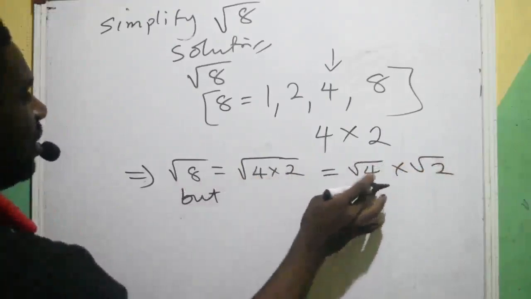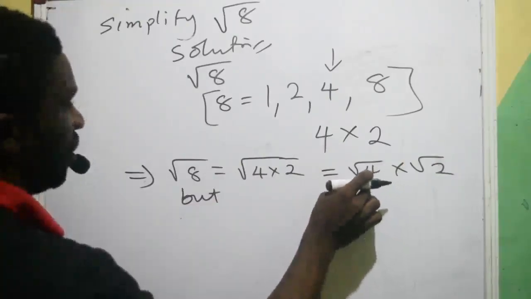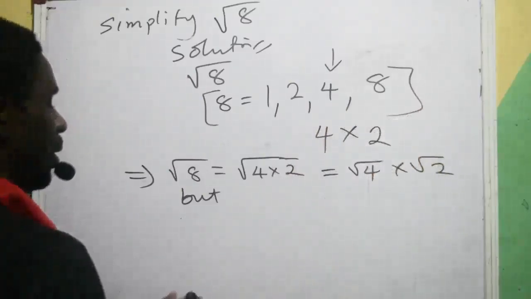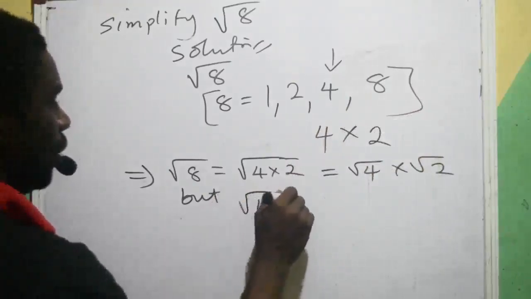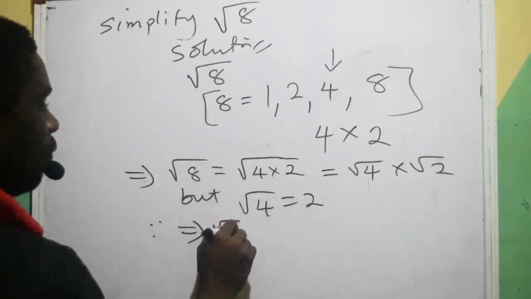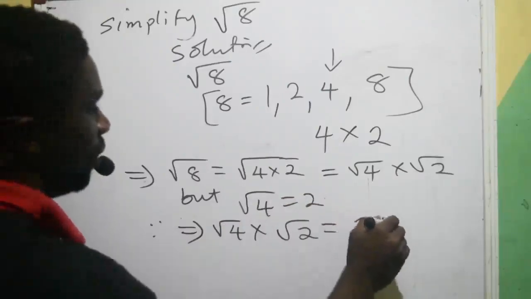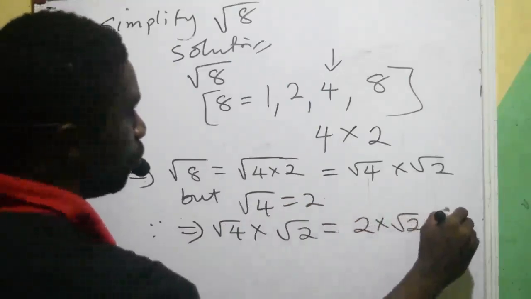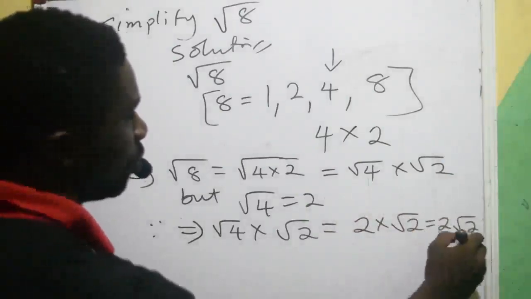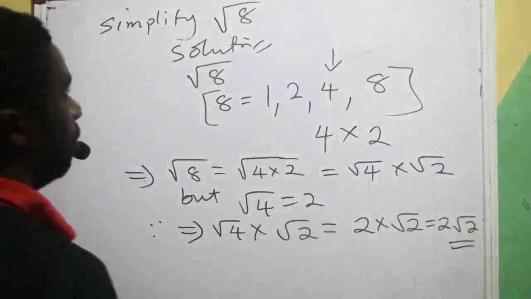So you check this guy, 4 is a perfect square. 4 is said to be a perfect square because when we take the square root of this 4, the answer must be an integer or a whole number. So you said that square root of 4 is what? 2. Therefore, square root of 4 multiplied by square root of 2 will give us 2 multiplied by root 2, which is 2 root 2. We don't need to get the value of this square root of 2 here, because it is a non-perfect square. So we leave it that way.